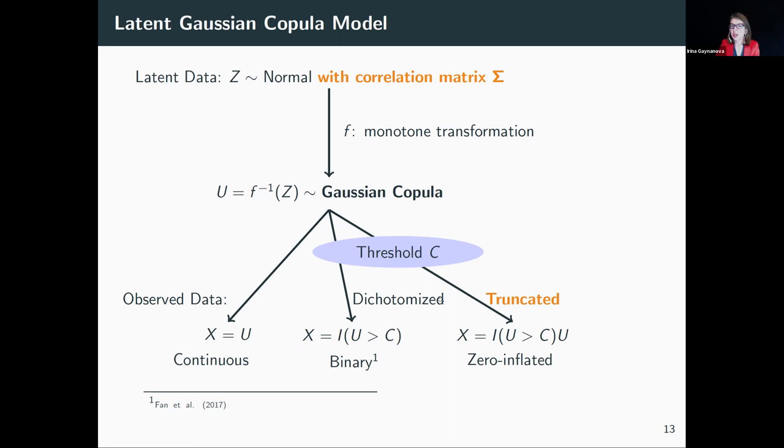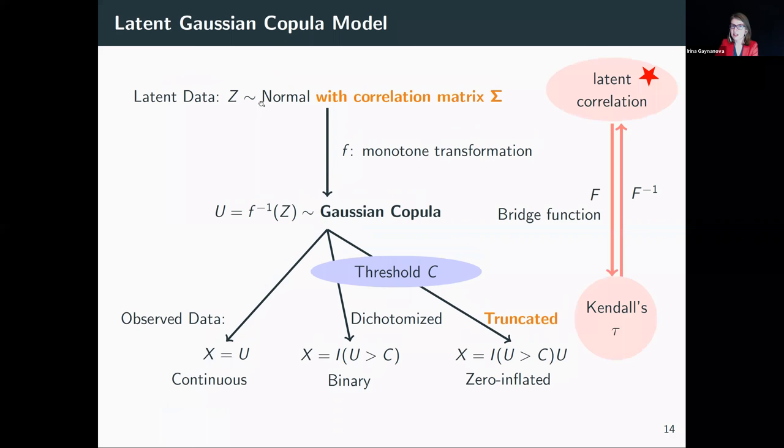And that's what has been done in the Fan et al. paper. And what we're adding to the mix is the truncated part, which is kind of a mixture of the two. If you're above the threshold, you still observe the continuous part. If you're below the threshold, you observe the zero. So because all of this is connected on this latent Gaussian level, essentially the task of finding associations between these mixed features and modeling these associations is equivalent to estimating this correlation matrix sigma at the latent level. So that is our goal.